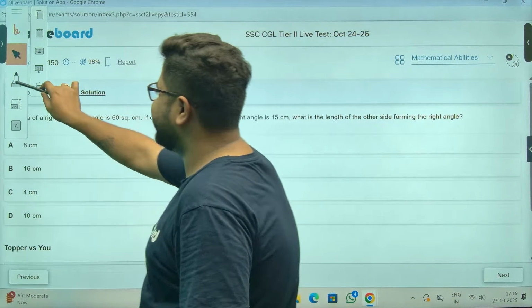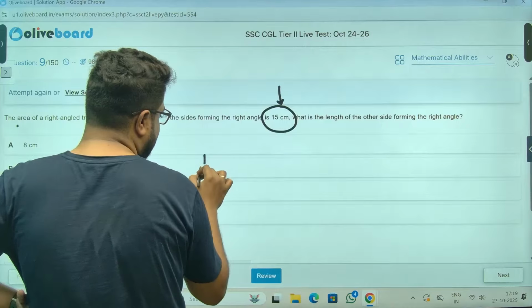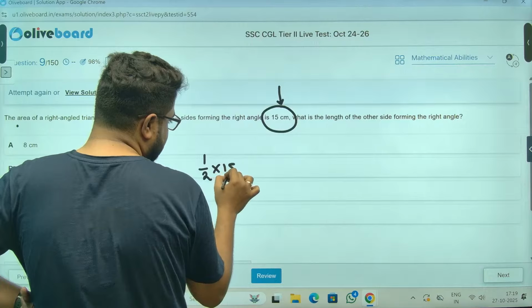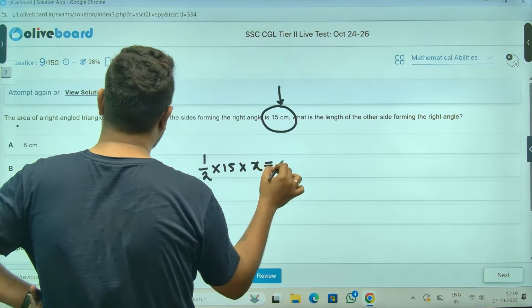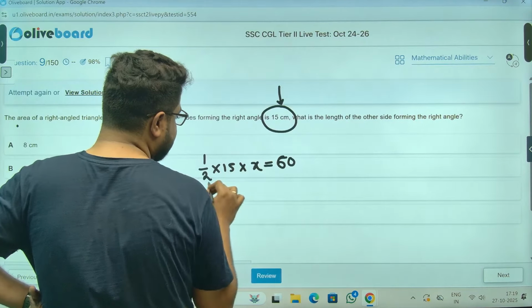Chalo, next one, sir. The area of a right angle triangle is given. One of the sides is 15. Sir, this is very simple. One of the right angle sides is this, so half into 15 into the other side x is equal to the area, 60. Calculate, sir. x is 8. So this was a little too simple.